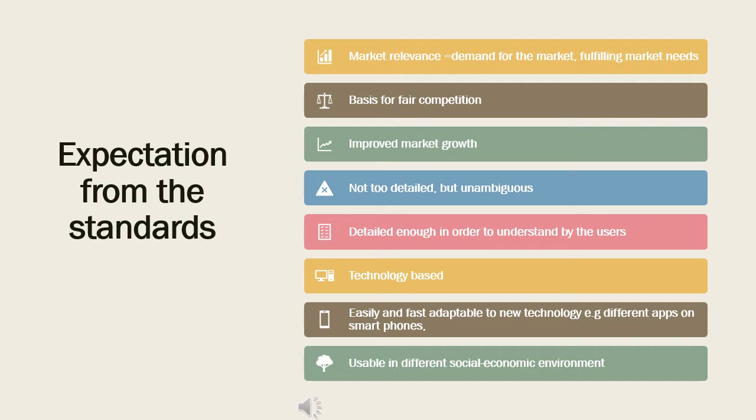We have also not too detailed but unambiguous. When designing a standard for a given product, it should not be too detailed to make it hard to understand, but it should not also be ambiguous, like using words which are not easily understood or that have more than one meaning. Then you have detailed enough in order to be understood by the users. So the user should be able to understand the standard.